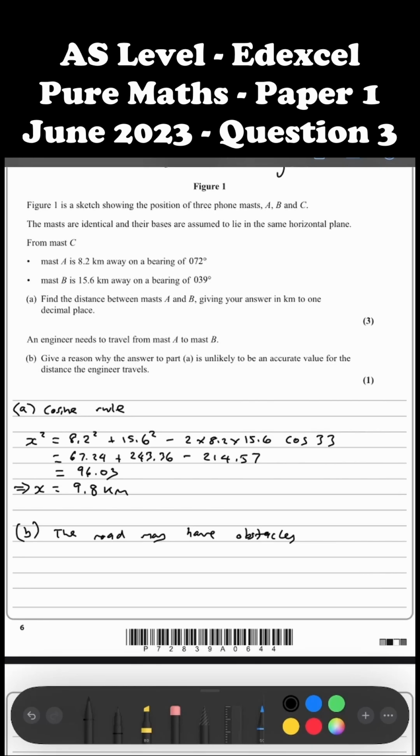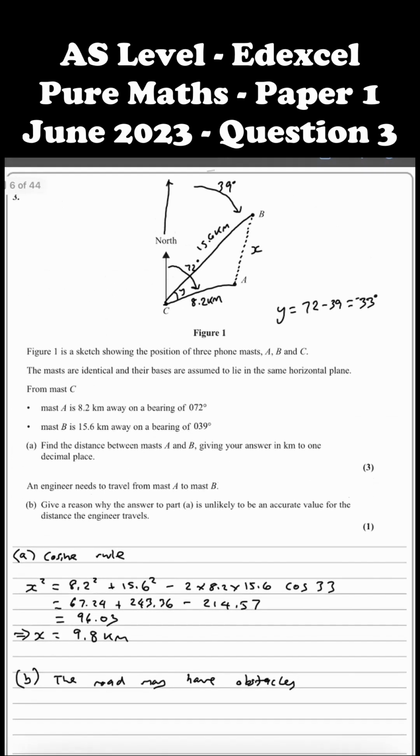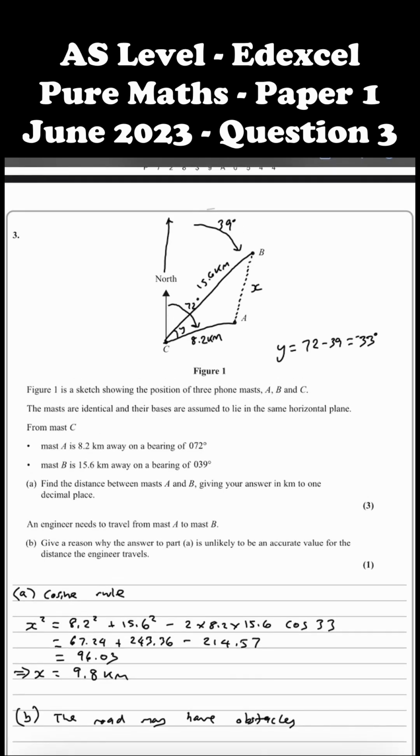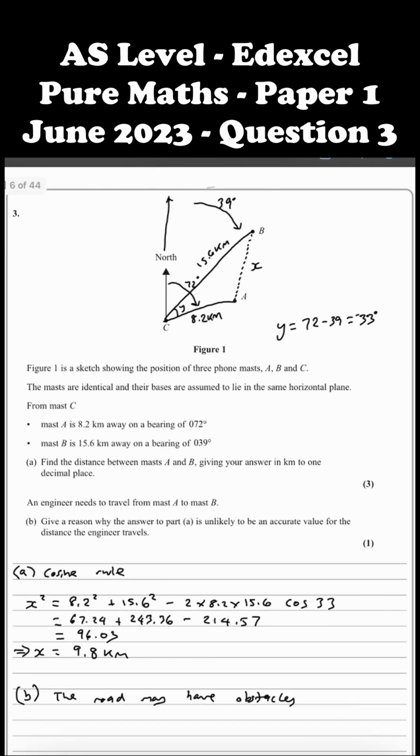You could also say the road might not be straight. You could say that he might have to take a detour. You might say that it might be up a hill. The way we have the question worded, this is a straight line. So it's pretty unlikely that in the real world you're just going to walk a straight line from one mast to another. And that's all we need for question 3.